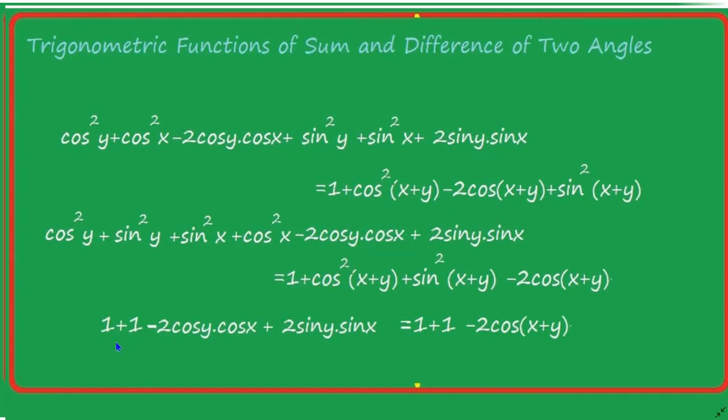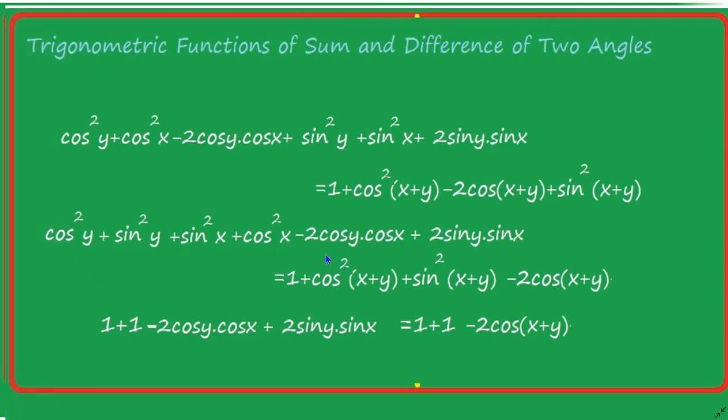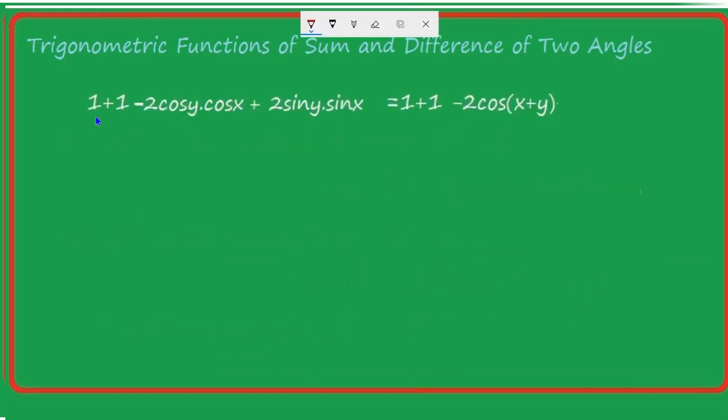See here, what is cos square y plus sin square y? It is 1, and sin square x plus cos square x is 1. So we have 1 plus 1. Similarly, on the right side, cos square (x+y) plus sin square (x+y) is equal to 1, so the right side is 1 plus 1 minus 2 cos(x+y). Now you see, 1 plus 1 minus 2 cos y cos x plus 2 sin y sin x is equal to 1 plus 1 minus 2 cos(x+y).